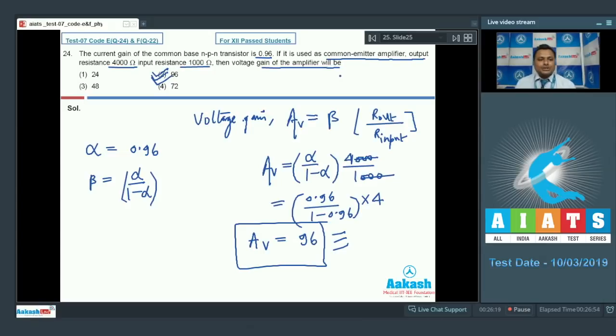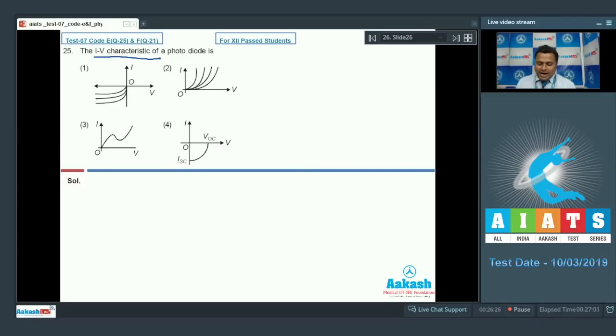Now let us proceed to the next question, that is question number 25. Here is question number 25. The IV characteristic of a photodiode will be what? You are having 4 options. We know very well that the photodiode works in reverse bias condition. And if we increase the intensity, the number of photons will increase and hence the reverse saturation current increases.